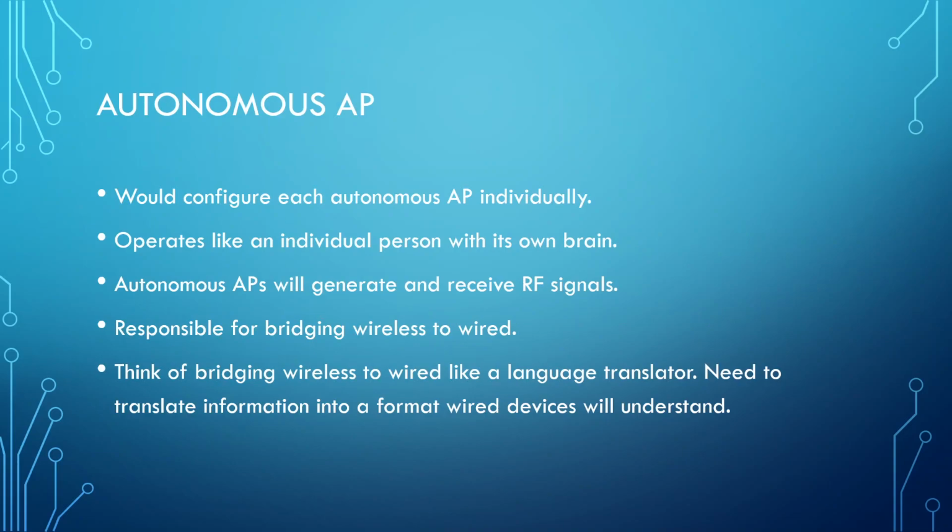To begin with, autonomous APs operate as an independent unit. They operate individually. Think of this as an individual person with his own brain. Think of this as a self-employed person who makes his own choices for himself. Autonomous APs will generate and receive RF signals, but they're also responsible for bridging the wireless to the wired.